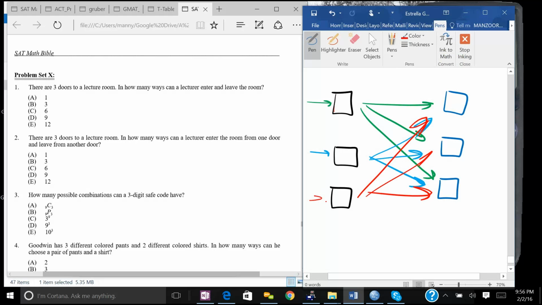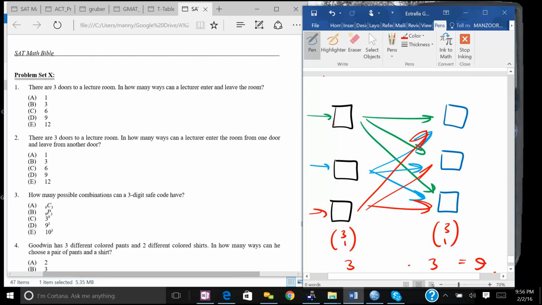Another way of doing this would be, from the first 3 doors you choose 1. That's 3 choose 1. Another one, 3 choose 1. Remember with the 3 I told you, you don't even have to do anything. It's just 3 times 3. That's 9. Get it? So it's a combination question. You pick that? Okay.